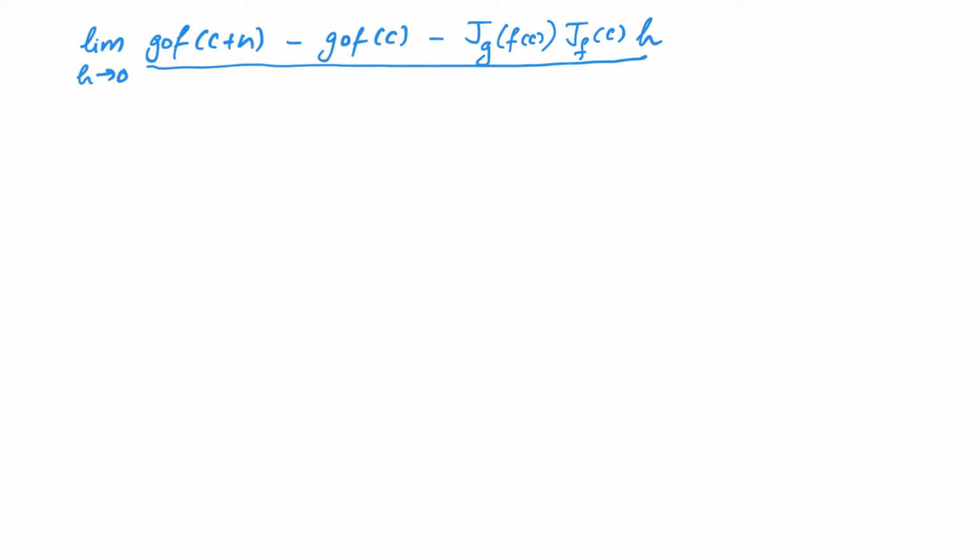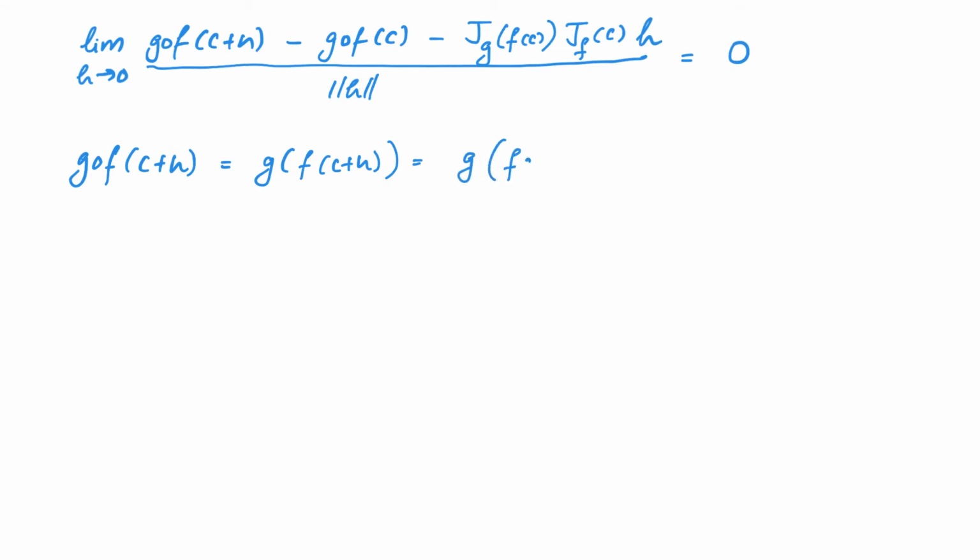Now we are prepared to prove the chain rule. Notice that to prove chain rule, we need to show that limit h tends to 0, g composed with f at C plus h minus g composed with f at C minus the Jacobian of g at f of C into Jacobian of f at C into h, whole divided by norm h, is equal to 0. Now let's try to understand the term g composed with f at C plus h. It is equal to g of f of C plus h. And using equation 1, I can expand f of C plus h as f of C plus the Jacobian of f at C into h plus u of h into norm h.